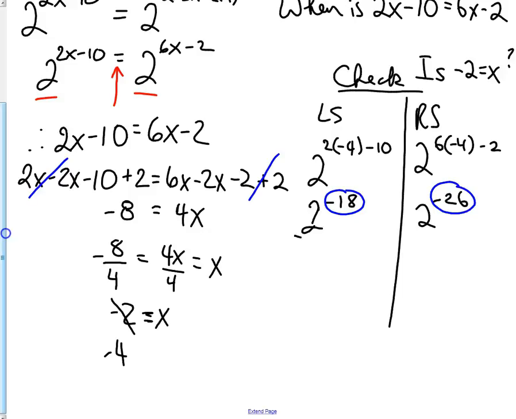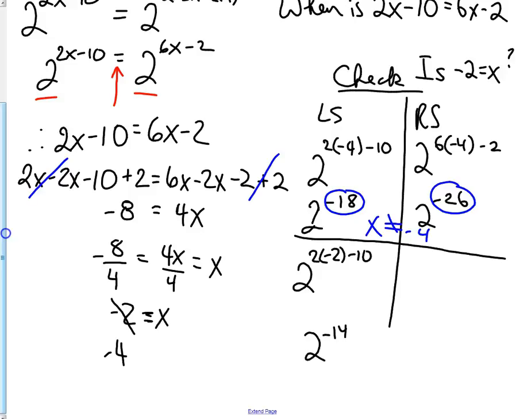Okay, but we know x is not equal to -4. So that wasn't what I was checking. What I was checking is, is it equal to -2? So 2 to the double -2 subtract 10 is -14. And on the right side we have 2 to the 6 times -2 subtract 2. And that gives -12 subtract 2 is -14.